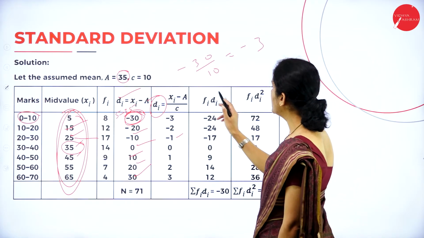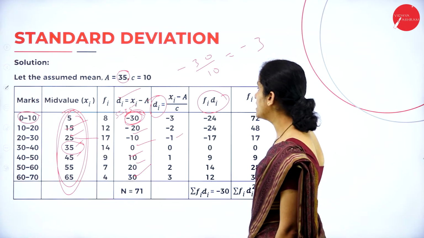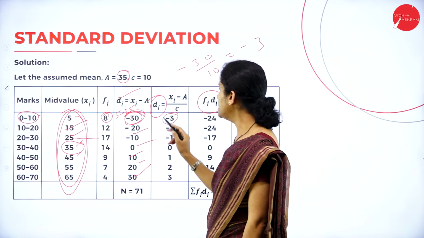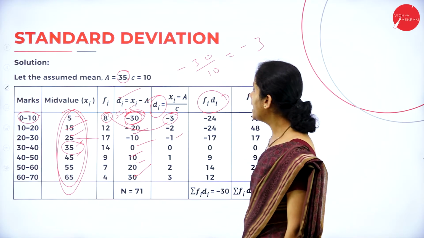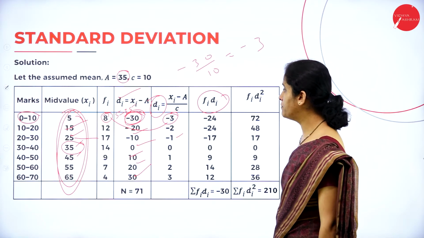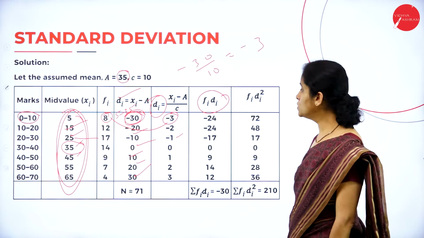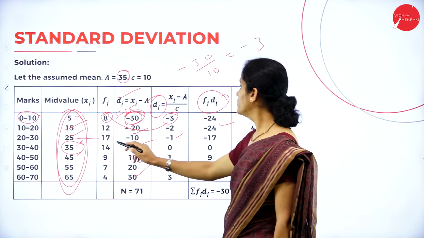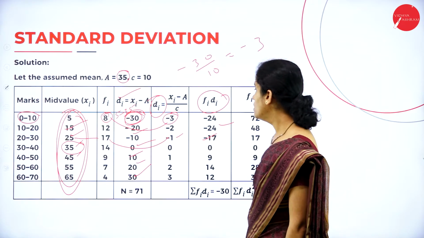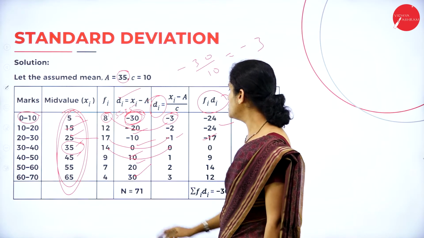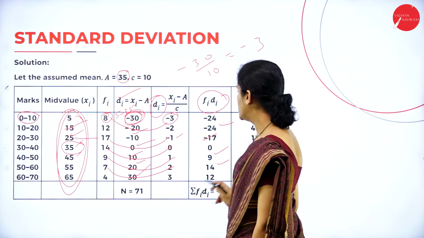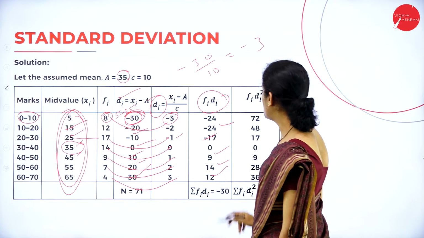Now I want to find fi into di. Here I have fi and I have di. When I multiply 8 into minus 3, that is minus 24. 12 into minus 2 is minus 24. 17 into minus 1 is minus 17. 14 into 0 is 0. 9 into 1 is 9. 7 into 2 is 14. 4 into 3 is 12.